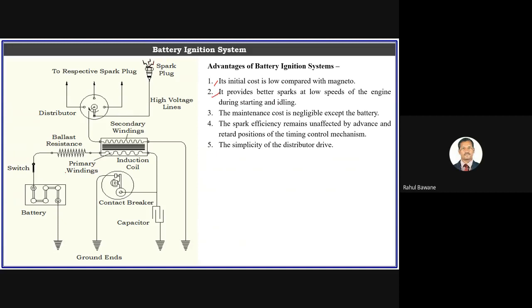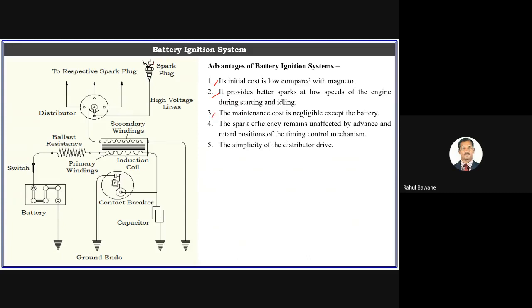Why? Because the main source of energy is a battery, which is 6 volt or 12 volt. So it does not depend on the speed of the engine. If it is a 6 volt battery, then from beginning to end it is providing 6 volt only. Okay. So even though the speed of the vehicle is very low, it is still giving a good spark, because whatever primary current is flowing depends on the battery.